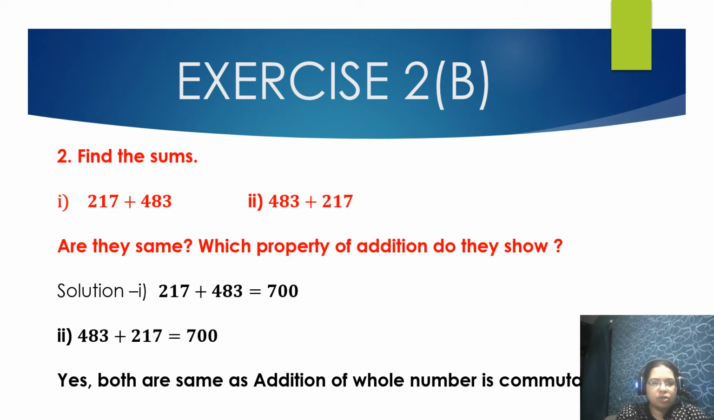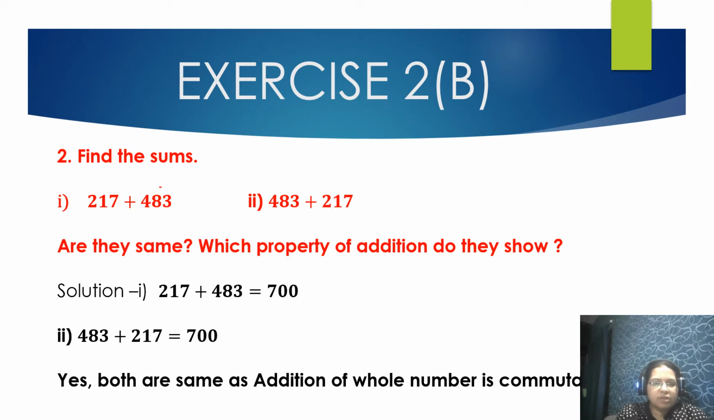Now we will solve question number 2, and question number 2 is find the sums. We have to add two numbers and write down their sum. First bit is 217 plus 483, and second bit is 483 plus 217. Are they same? Which property of addition do they show? We have to write down the property of addition.